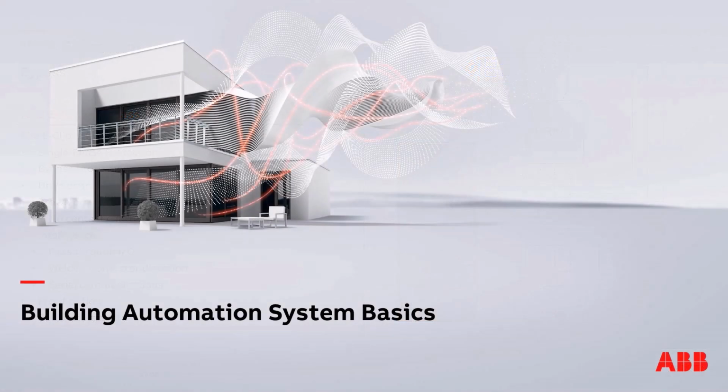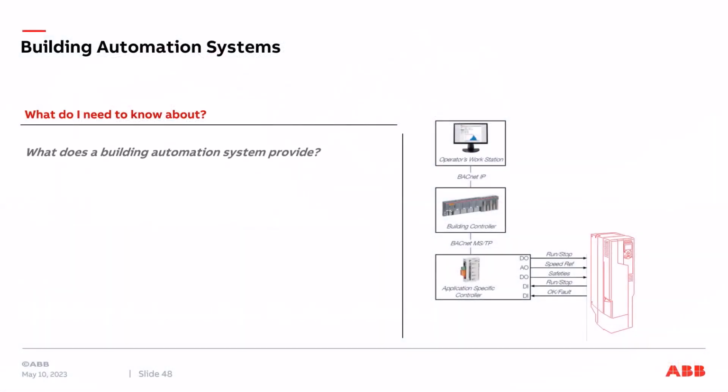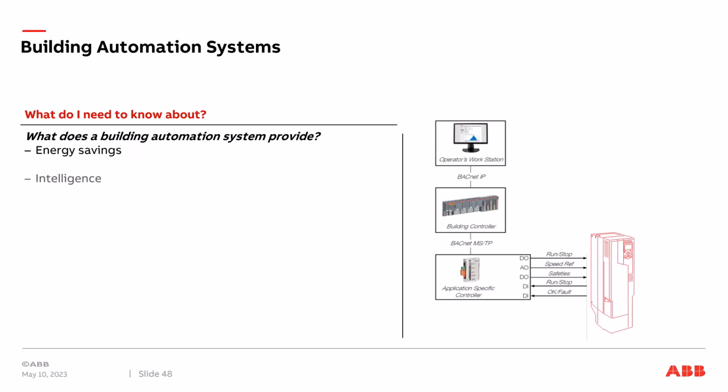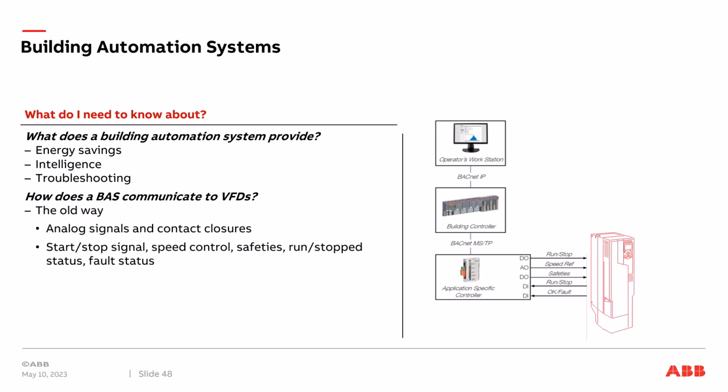Building automation system basics. What do I need to know about? What does a building automation system provide? Energy savings, intelligence, and troubleshooting. So that's the amount of things your building automation system provides to the building. How does the BAS communicate with VFDs? The old way is through analog signals and contact closures. A start-stop signal, speed control, safeties, run stops, fault status and so on and so forth were all sent through the building automation to direct inputs, and that was it.